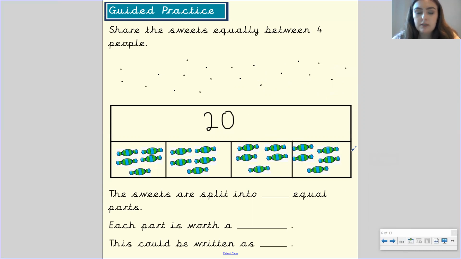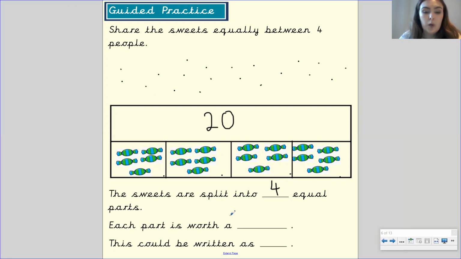Okay, now what we need to do is fill in the missing blanks. So the sweets are split into how many equal parts? How many equal parts has our sweets been split into? Pause the video to have a think. Well done if you said 4. It's been split into 1, 2, 3, 4 equal parts.